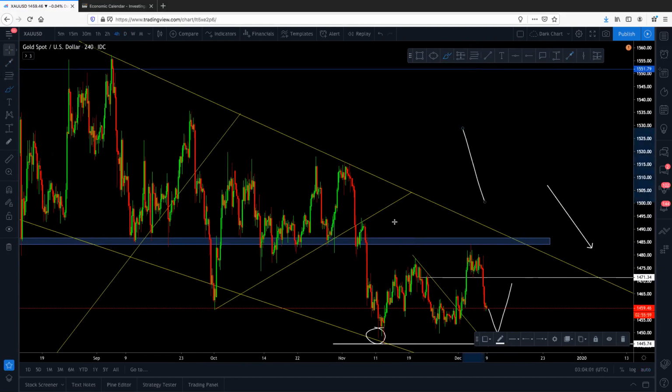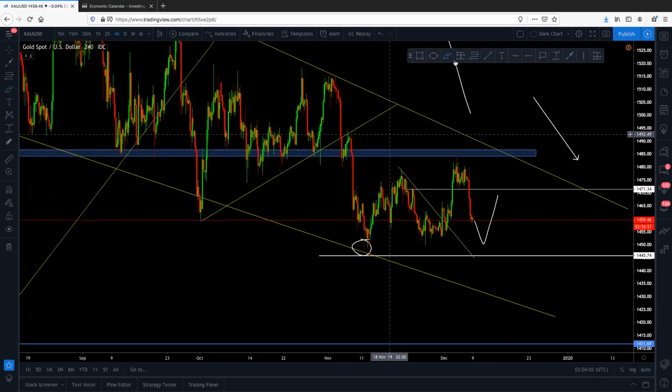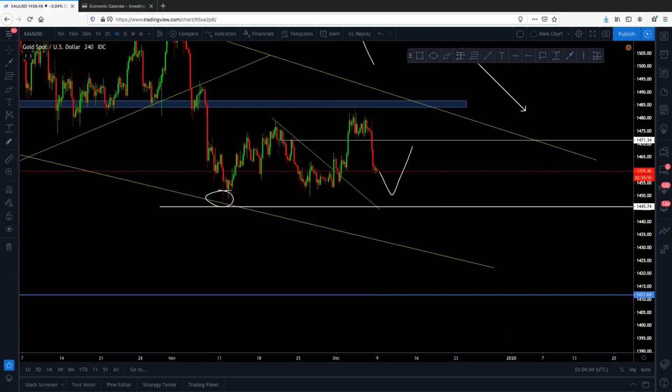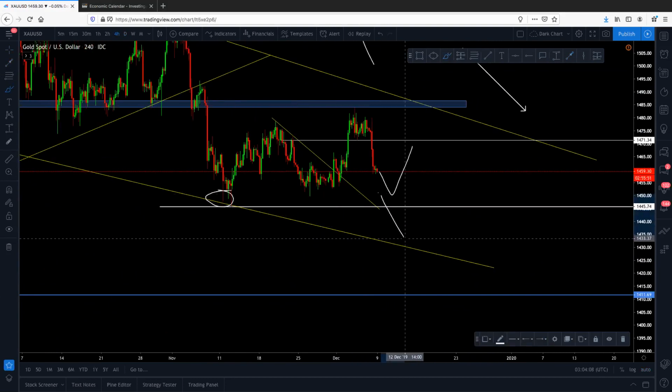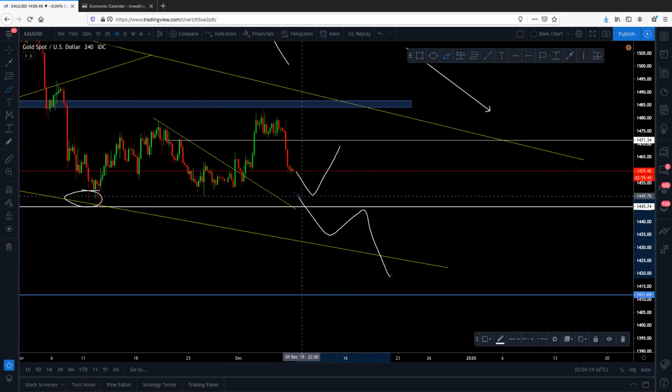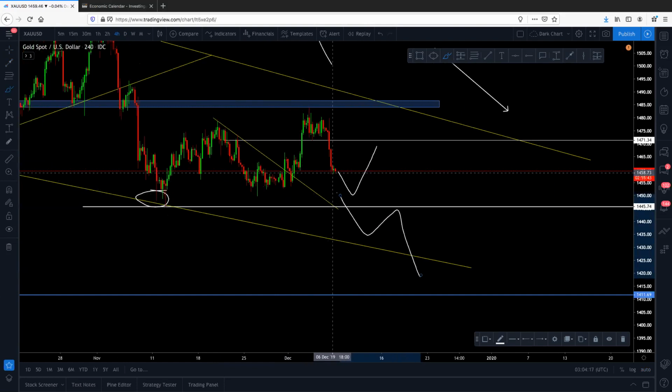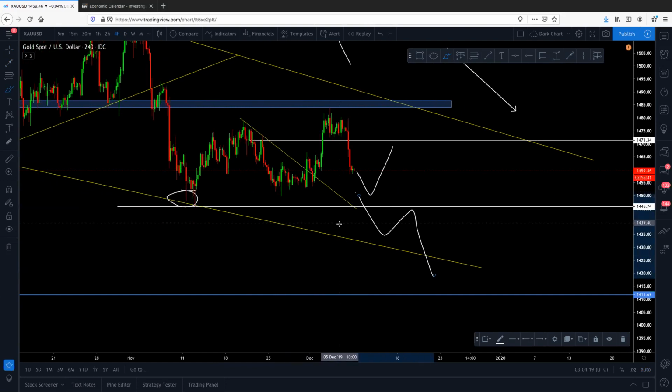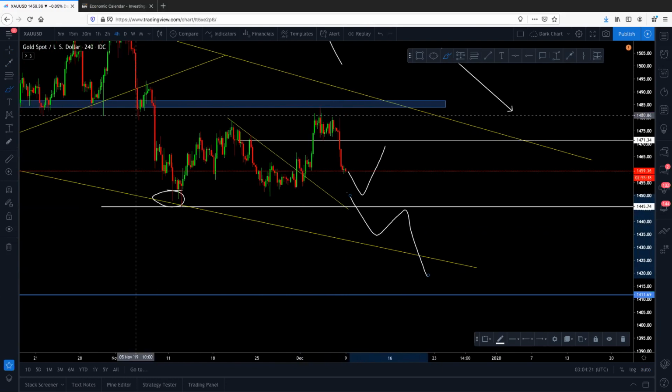Hold on. We need to see price break below this support structure right here. Once we get a break below the support structure, then I will look for pullbacks and look to take a short lower. All right. So gold is really at an interesting level. It's really pushing towards the breaker bounce level. This is a nice pullback. So, you know, we'll be watching for that and trading accordingly.